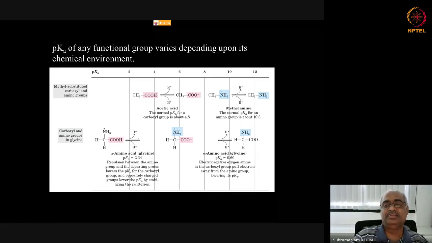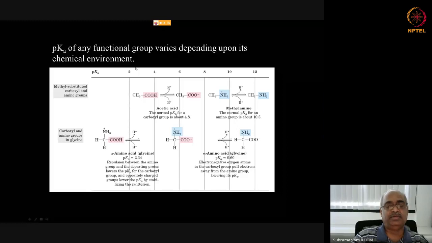Okay, and the same logic holds good for the amino group as well. I won't get into the details, but it is the same logic. So the concept here, as in the title, is that the pK of any functional group varies depending upon its chemical environment. This is something you need to remember, whether you're going to learn biology or not, because this is an important chemistry concept applicable in many different contexts.